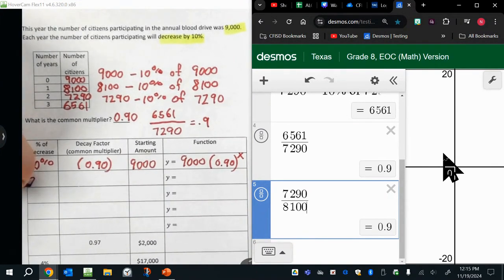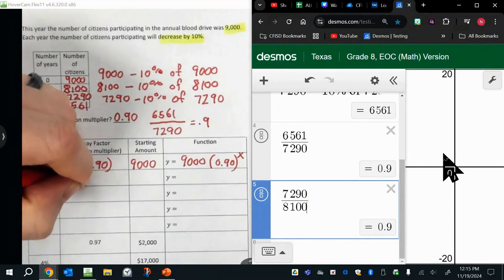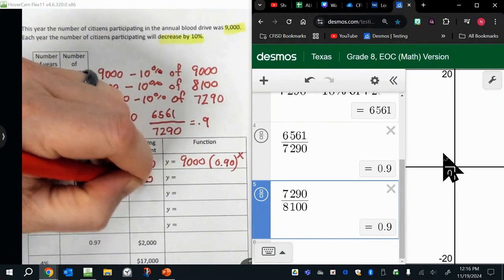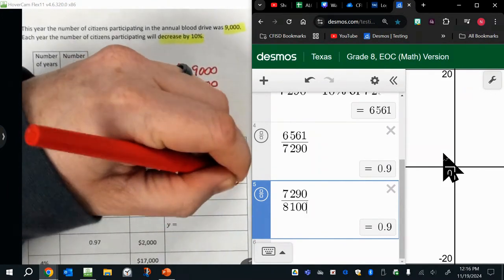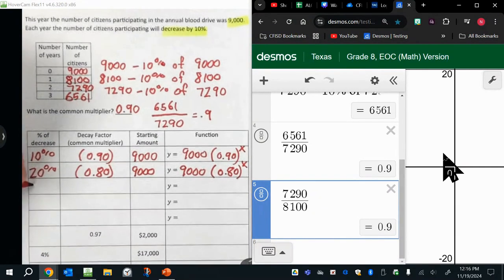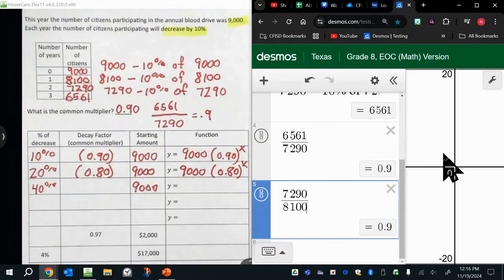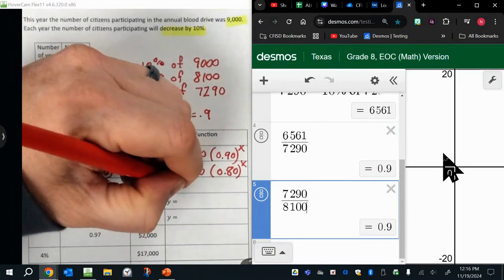Okay, well, what if it was 20%? What would I have? 0.80. Maybe we still start at 9,000. Because I'm taking 10% away, now I'm decreasing by 20%. So what's technically left is 80. Right? Say it's 40%. Still starting at 9,000. So what would this be? 0.60, 60% that's left that you keep.